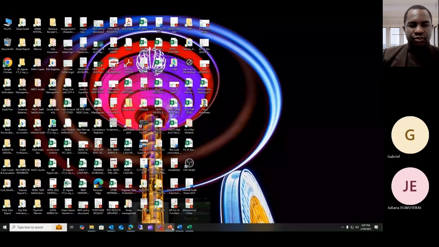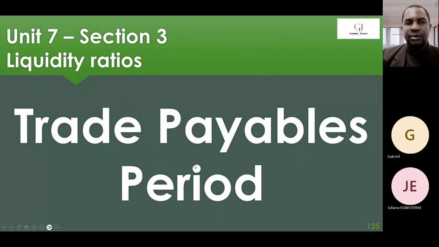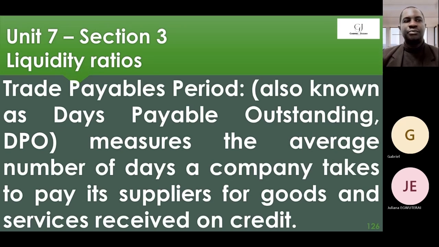We're looking at trade receivables. We looked at trade receivables collection period. Today we'll be looking at trade payables period, looking at the outflow of funds. Receivables is the inflow of funds, current assets, while trade payables is the outflow of funds. We are trying to pay our obligations, in simple form.